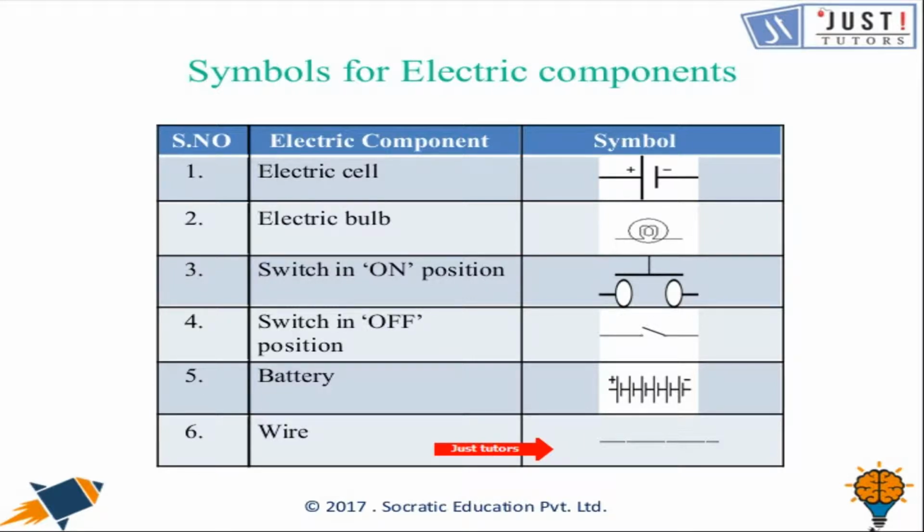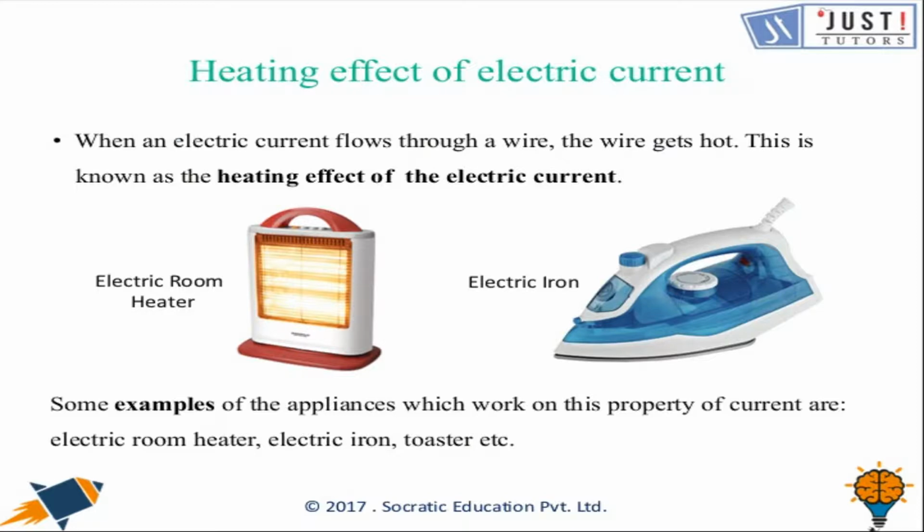So now we'll move on to the heating effects of electric current. So whenever an electric current flows through a wire, the temperature of the wire goes up, or we can say that the wire gets heated up. This is known as the heating effect of electric current.